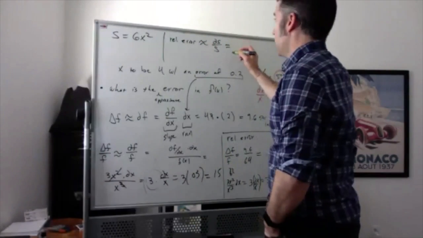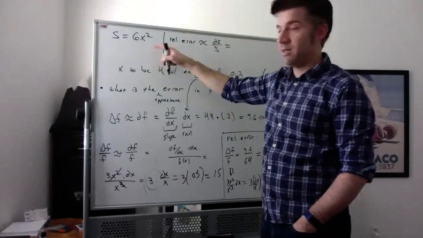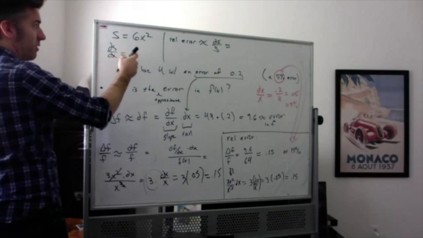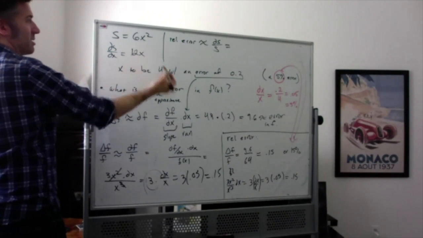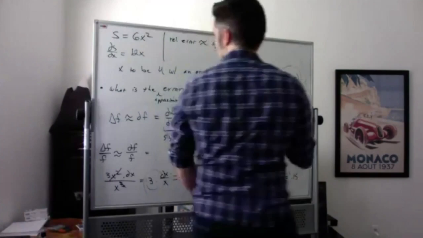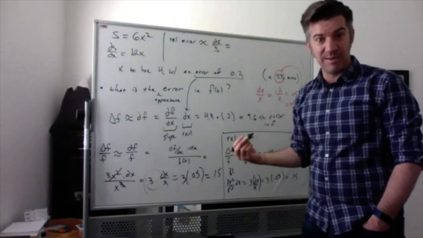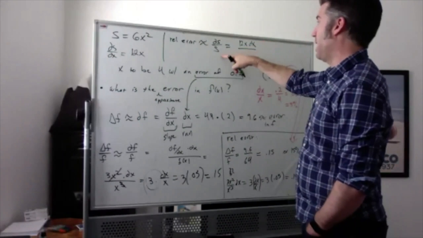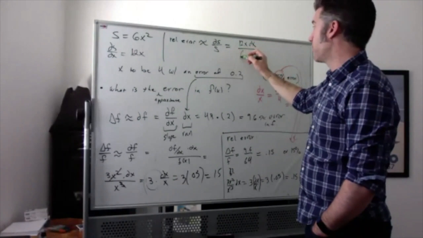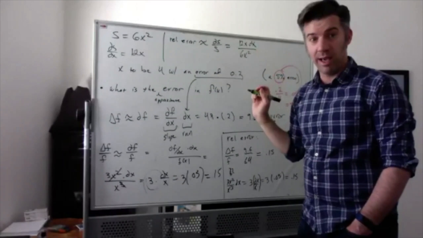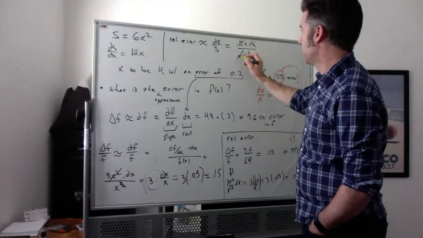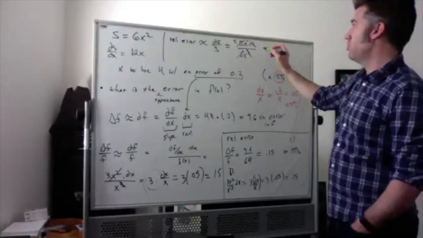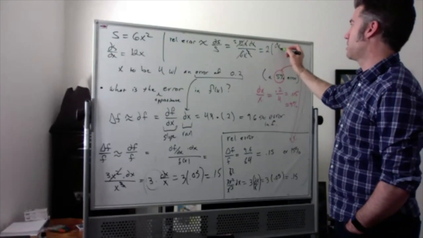That's going to be, well, ds dx, the derivative here, is 12x. So ds is going to be 12x times dx. And s, we know, is 6x squared. Check it out. I can cancel a 6 and cancel an x. I'm left with 2 times dx over x.